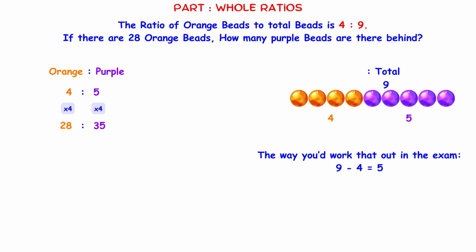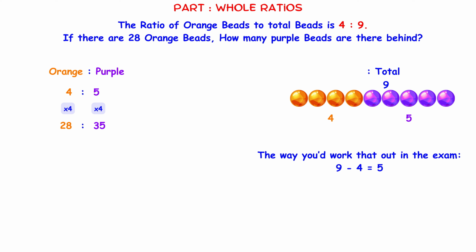Let's try another example to reinforce this concept. Imagine you have a box filled with orange and purple beads, and you are told that the ratio of orange beads to the total number of beads is 4:9. The question is, if there are 28 orange beads, how many purple beads are there?